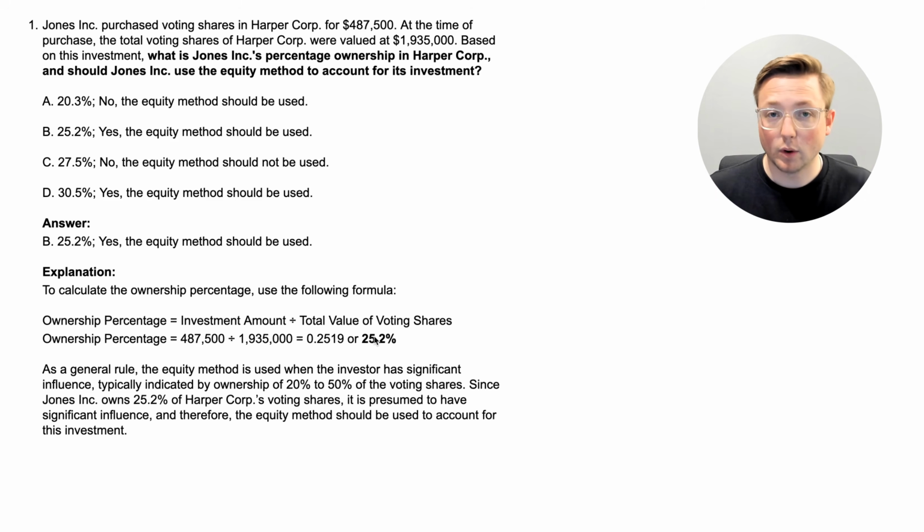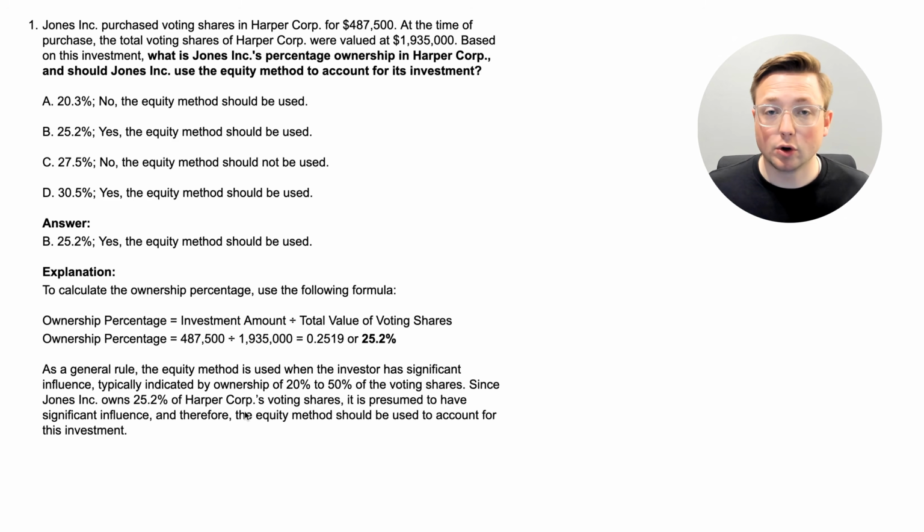So what does that mean? As a general rule, the equity method is used when the investor has significant influence, typically indicated by ownership of 20% to 50% of the voting shares. Since Jones Inc. owns 25.2% of Harper Corp.'s voting shares, it is presumed to have significant influence, and therefore the equity method should be used to account for this investment.